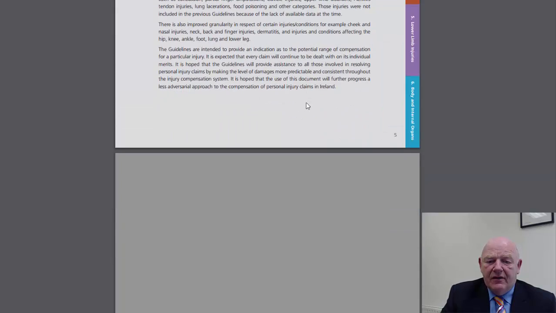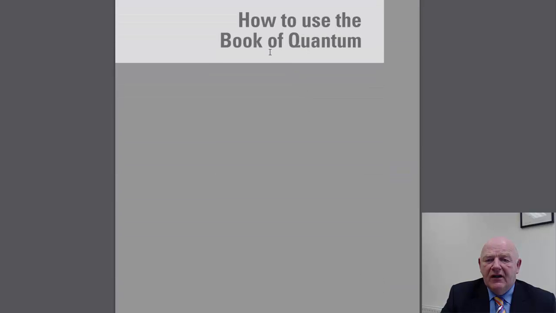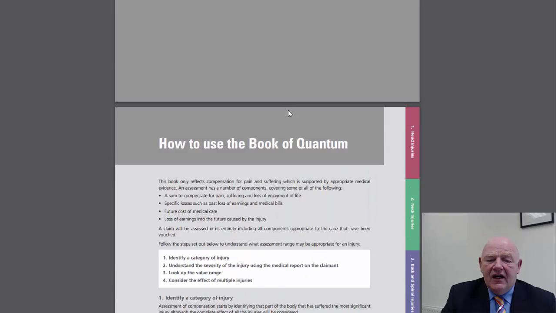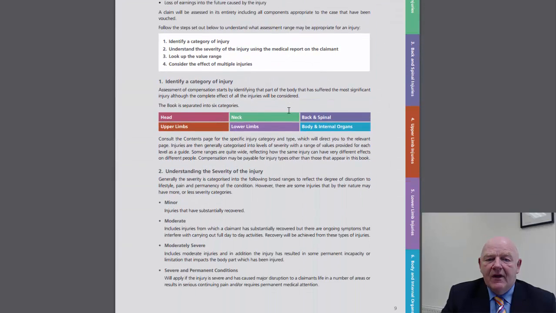So if we go along to the first section to give you an idea how to use the Book of Quantum, obviously you want to read that and see exactly how to use it, because essentially it's going to look at 6 different categories, and it's telling you to identify the category of injury, understand the severity of the injury using the medical report, look up the value range, and then consider the effect of multiple injuries.